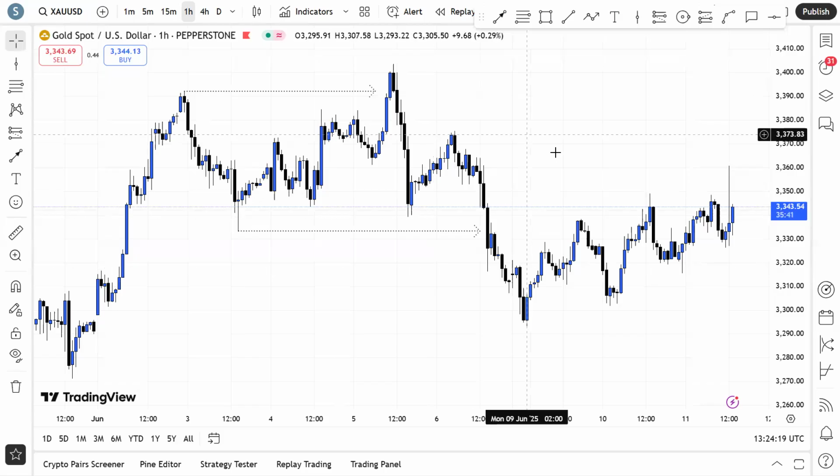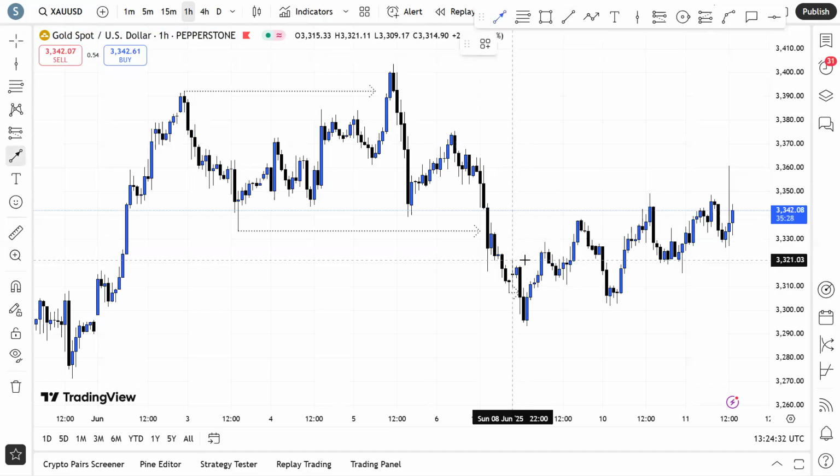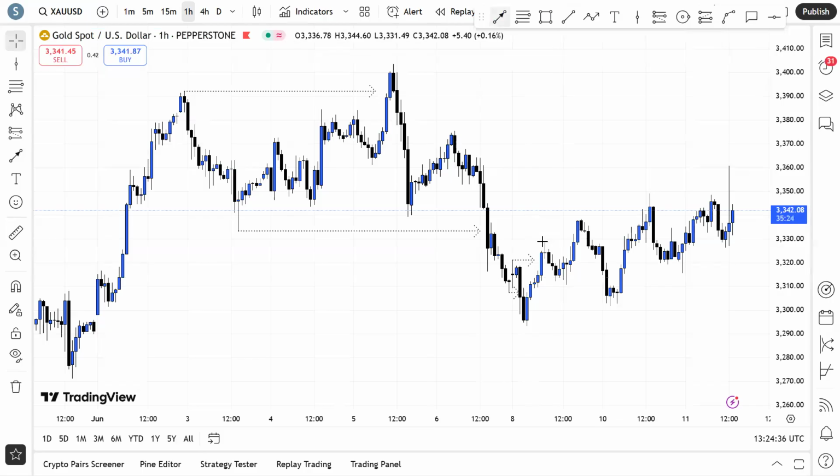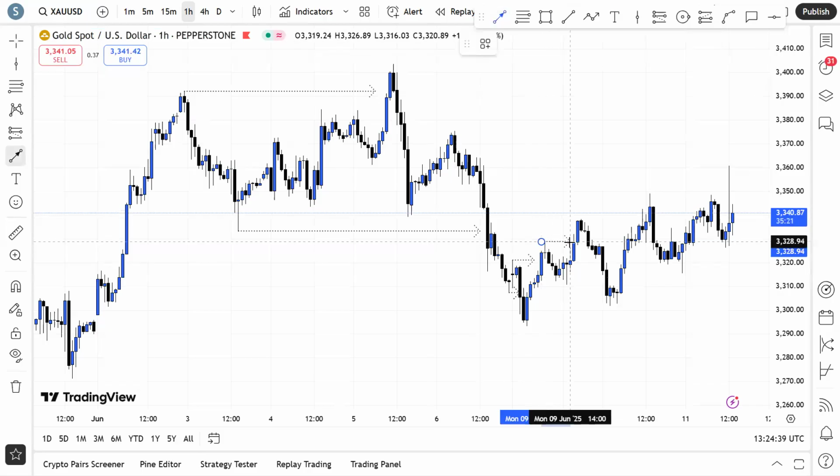So when you're done, you're also going to mark this smaller break of structure over here. Then a market structure shift over here, and a break of structure to the upside. And another break of structure to the upside over here.